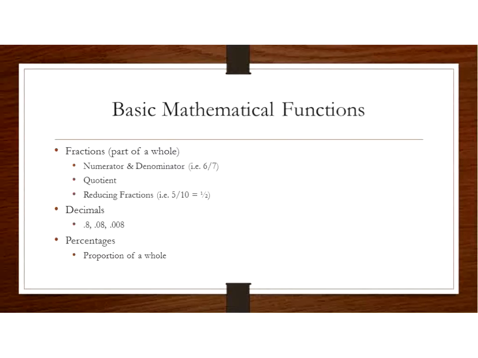Now, you can take that fraction, and if you actually go ahead and divide 6 divided by 7, then the number that results from dividing that fraction we call the quotient.